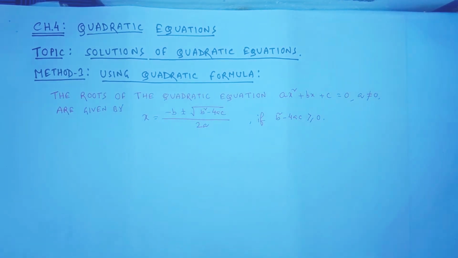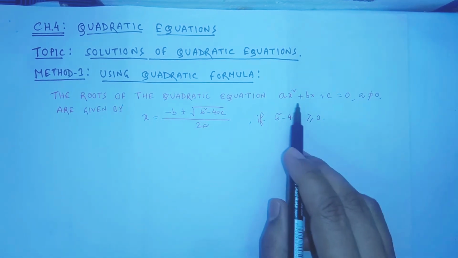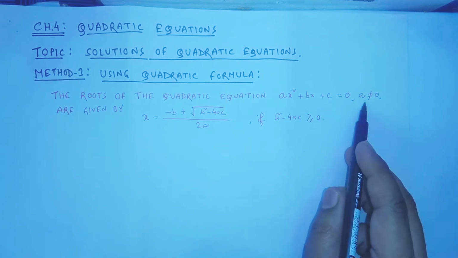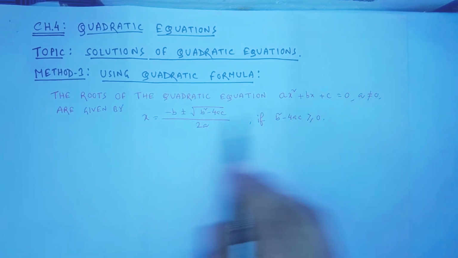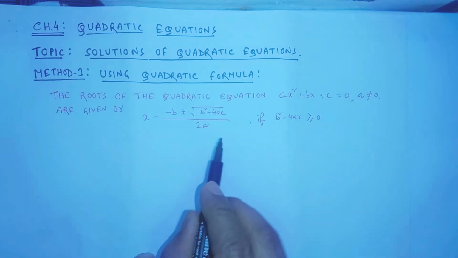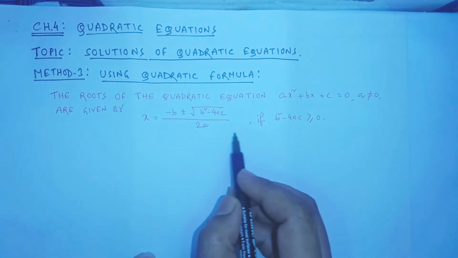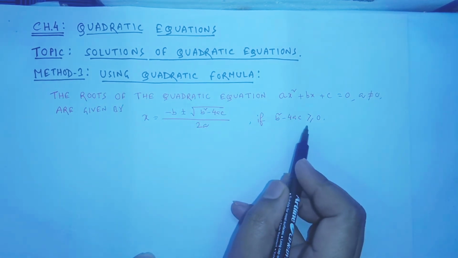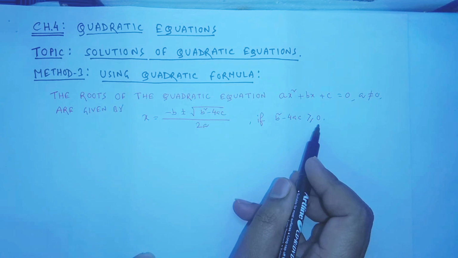In this method, we'll use the quadratic formula directly in the equations and get the required value for x. Now see what the quadratic formula is. The roots of the quadratic equation ax square plus bx plus c equal to 0, a not equal to 0, are given by x equal to minus b plus minus root over b square minus 4ac divided by twice a, provided b square minus 4ac is greater than or equal to 0.